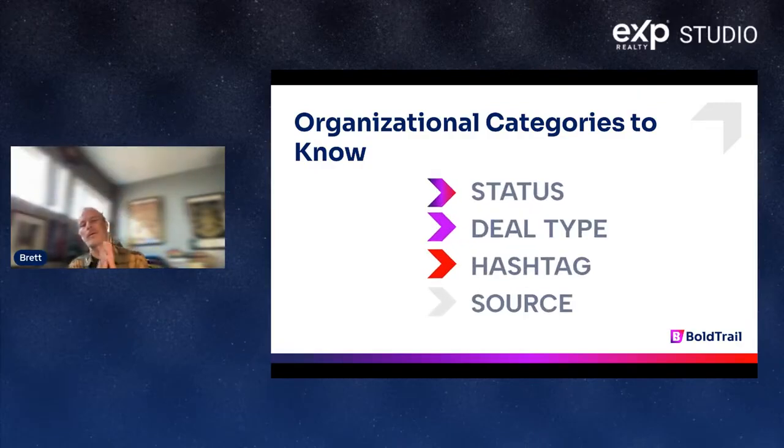In BoldTrail, doesn't this make it so easy when you're thinking about it? There's only four ways to really categorize people. And the cool thing is, with hashtags, you can call anybody anything you want anytime. You can create your own categories. But the foundational aspect is status. We've been talking about it. You saw it, new lead. You saw it, prospect.